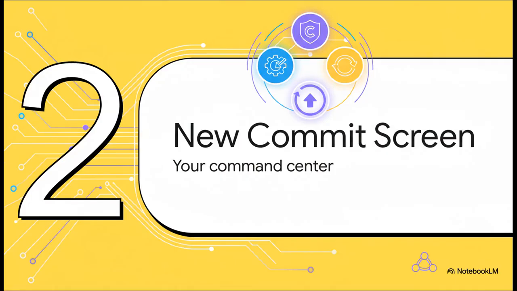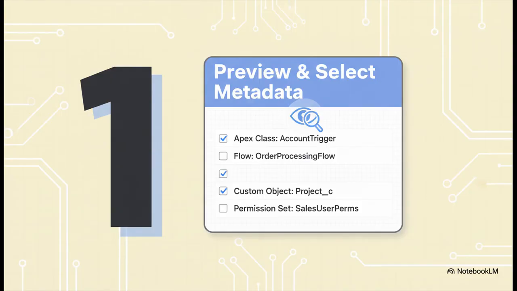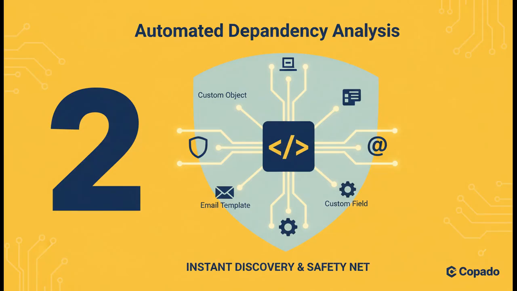But what if we could flip that script entirely? What if your commit screen stopped being a chore and started being your command center? That's the idea behind Copado's next-gen commit screen, and it's really built on 3 game-changing principles. First up, the power to just easily preview and select your metadata. No more guesswork. You see everything you've changed all in one clean place, and you can group it together with total confidence. Second, and you're going to love this one, is automated dependency analysis.